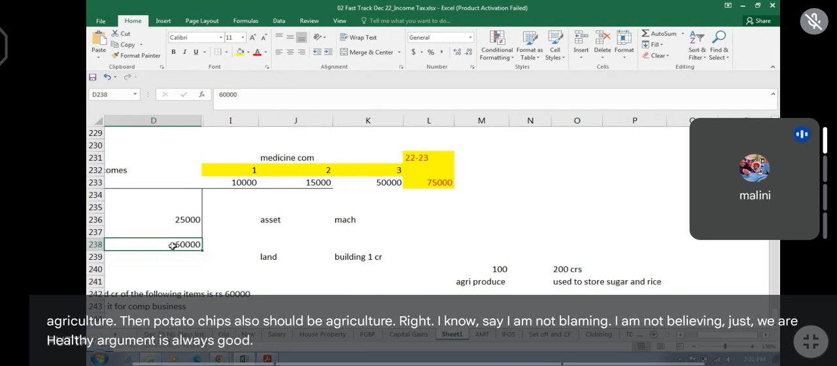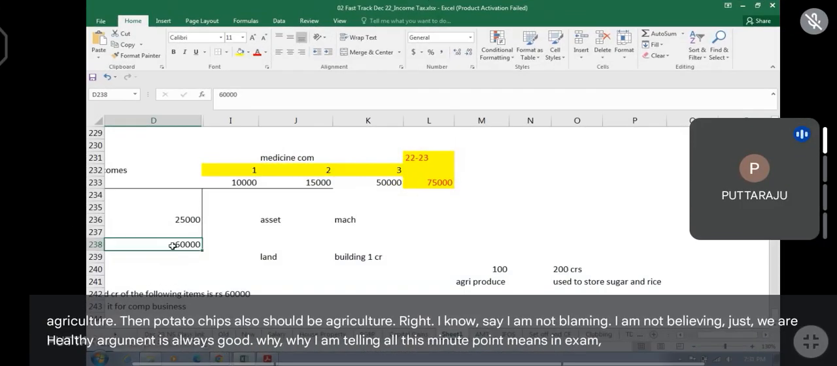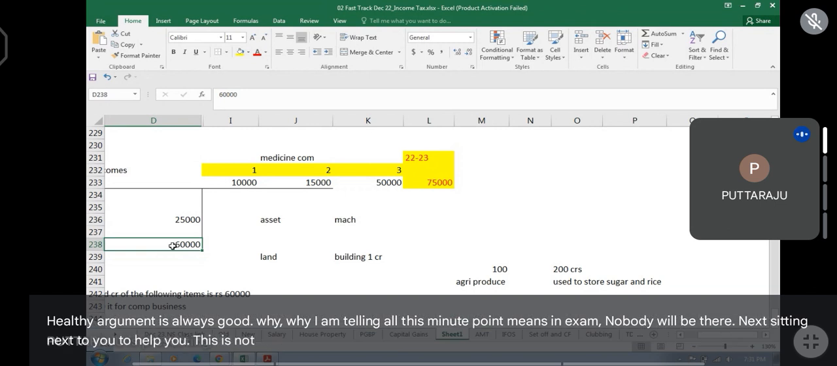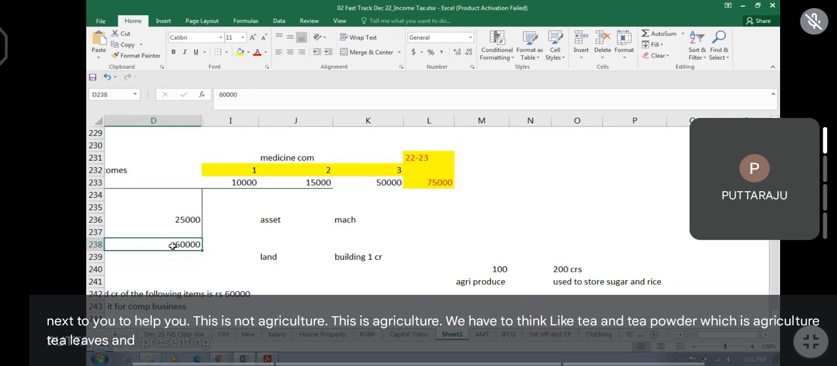Yes, sir. Why I am telling all these minute points is that in the exam nobody will be sitting next to you to help you. We have to think, this is not agriculture, this is agriculture. Like tea and tea powder, which is agriculture? Tea leaves and tea powder. Tea leaves are agriculture. Are you getting the differences, right?